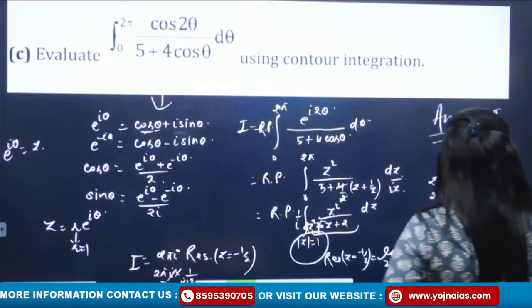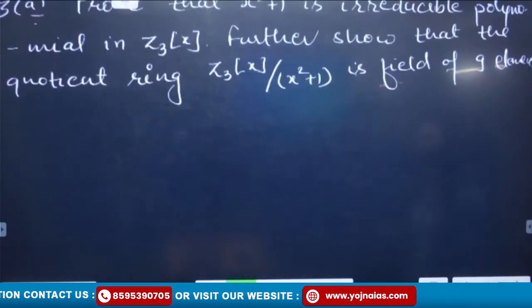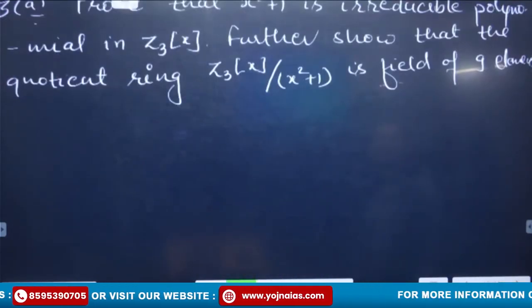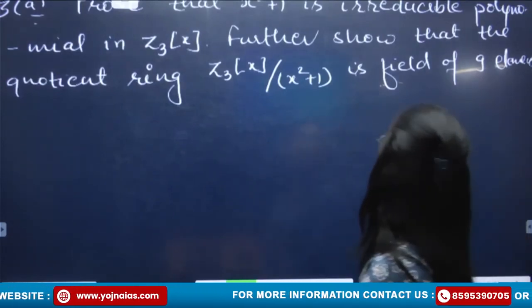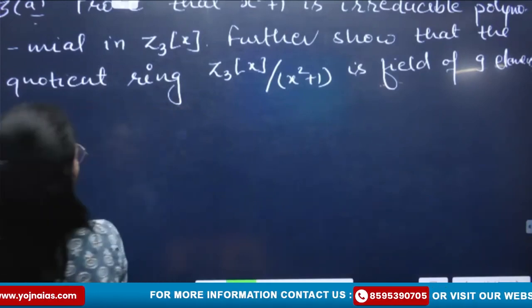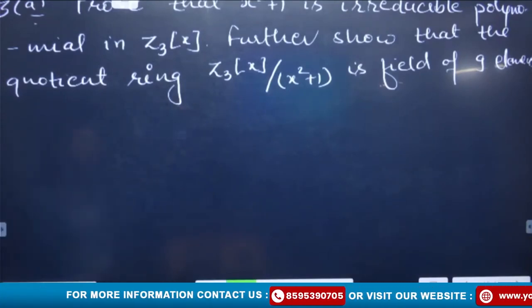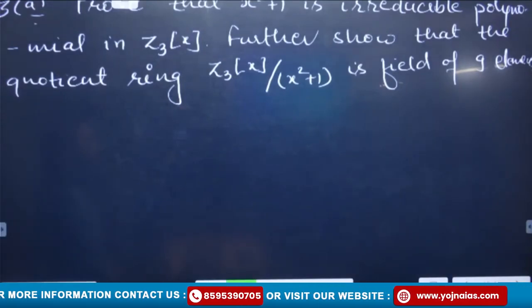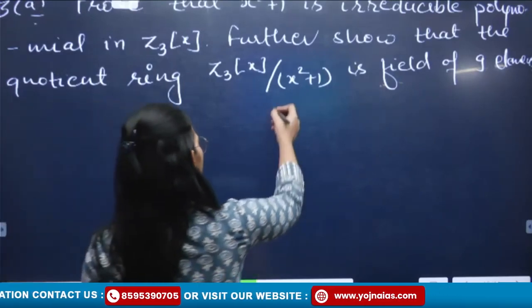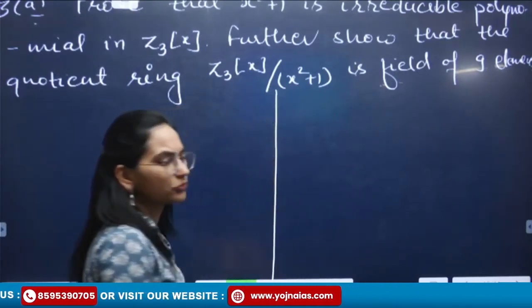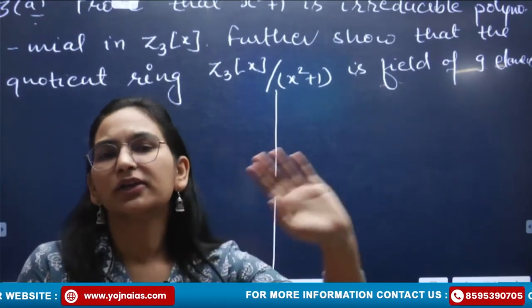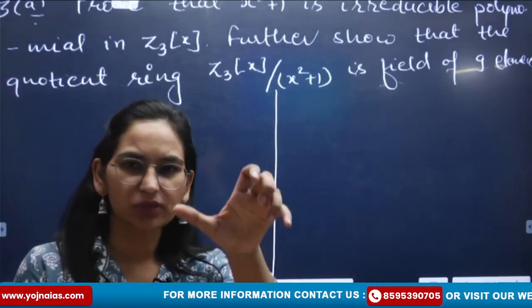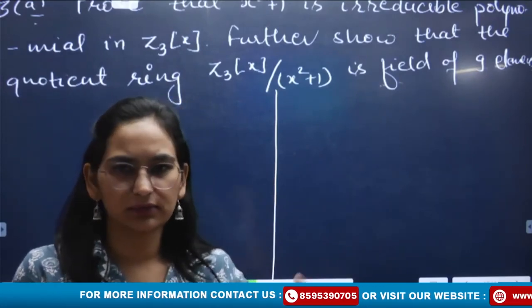That was it. After that, we have this question. Prove that x square plus 1 is an irreducible polynomial in Z_3. Further show that the quotient ring Z_3[x] by x square plus 1 is a field of 9 elements. How would you prove that? If you need to prove that something is an irreducible polynomial, you need to show that this polynomial does not have roots in the given field.